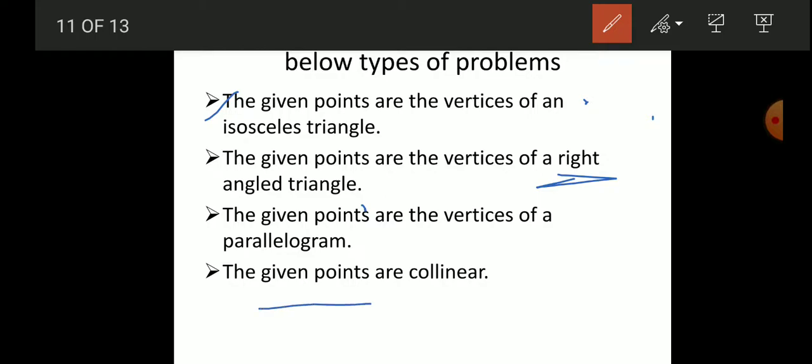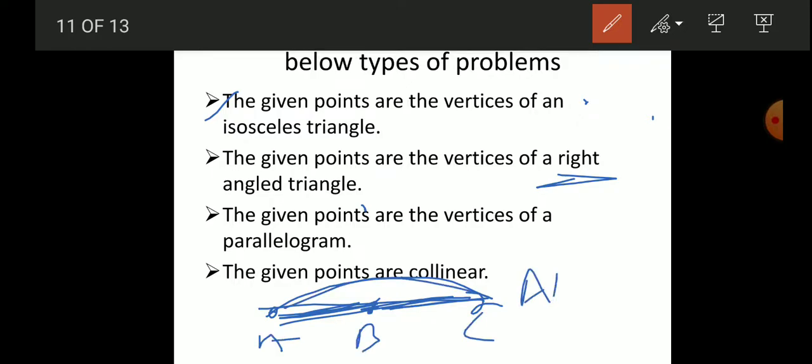And whether the points are collinear. Suppose 3 points are collinear, we know that the sum of distances equals the distance between the other 2 points. Suppose these are A, B, C, so we know that AB plus BC is equal to AC. If it is like that, we can easily show that these points are collinear, right?